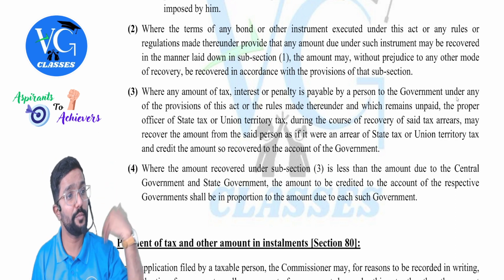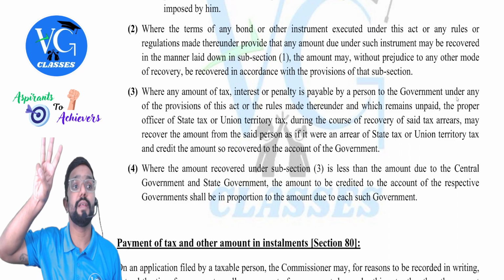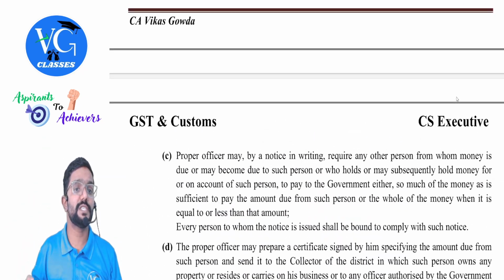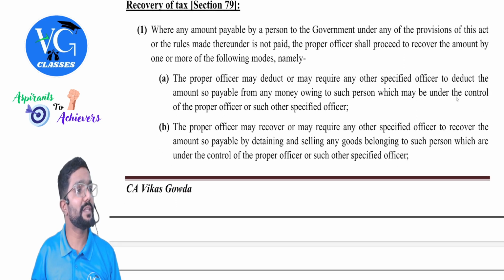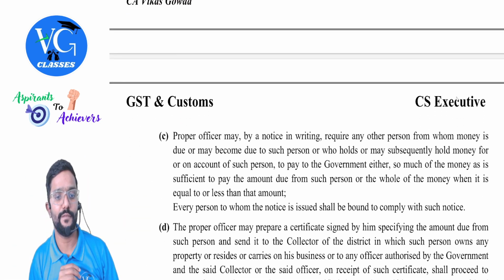In simple, sir, I had already executed a bond telling, as per final judgment or final order, if there is any extra amount to be paid, I will pay. But I didn't pay. Extra amount, how much I was supposed to pay? 3 lakh. I didn't pay. Now, can they use any of this which is given under subsection 1 to recover the amount from me remaining 3 lakh? Yes, they can use any of this.